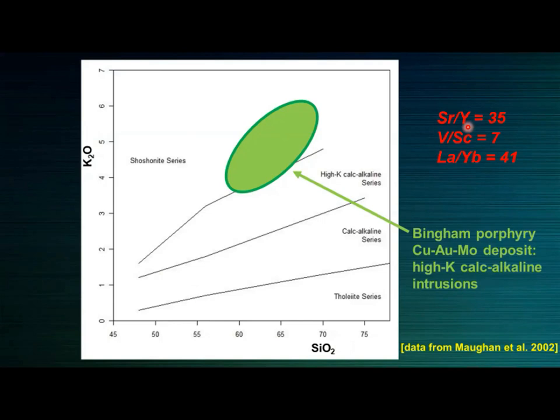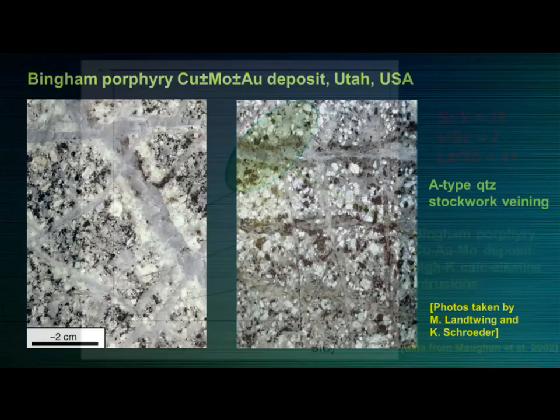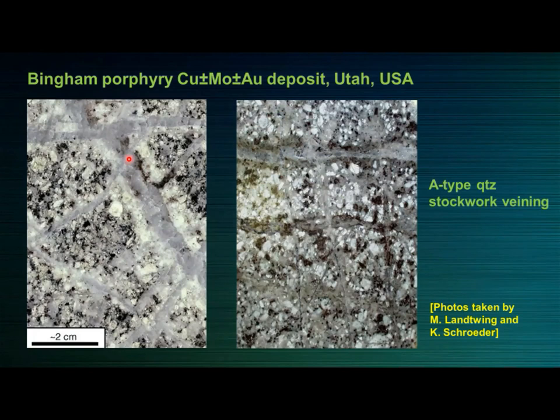So you can see this ratio is very relative and it's very useful, but only when you calibrate it for your particular area. Then the vanadium-scandium ratios at Bingham are about 7, which means they are quite oxidizing. And the lanthanum-ytterbium ratio is 41, which means it's thickened crust. Just to show you some more pictures of the ore, these are some A-type veins here from Bingham. I took that from Marianne Landwink's PhD and Kim Schröder, who is a mine geologist there.